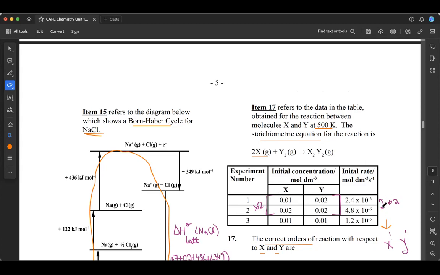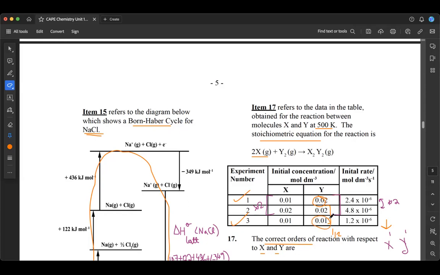So if I want to find out the order of the reaction with respect to Y, what am I going to do? With respect to Y, I'm going to change my Y value. So here I'm changing my Y value. I'm going from 0.02 to 0.01. So I'm halving my concentration of Y, and then I'm keeping my X constant. So actually I'm going to be using 1 and 3. I'm keeping X constant, so it's 0.01 here and it's 0.01 here. And then for my Y, I'm going from 0.02 in experiment 1 to 0.01 here.